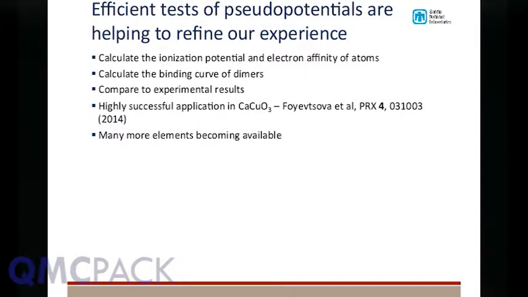And the last thing to say is that what I had primarily worked on was sort of methods outside of how do I choose a good pseudopotential.